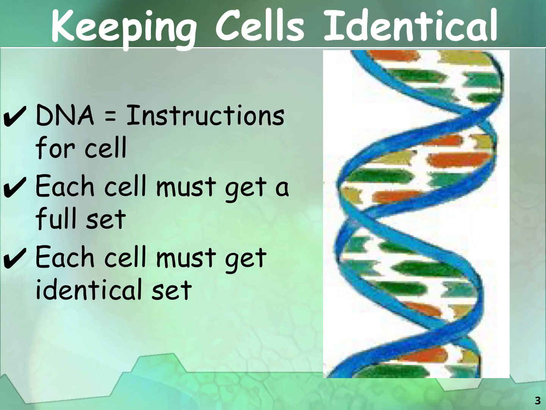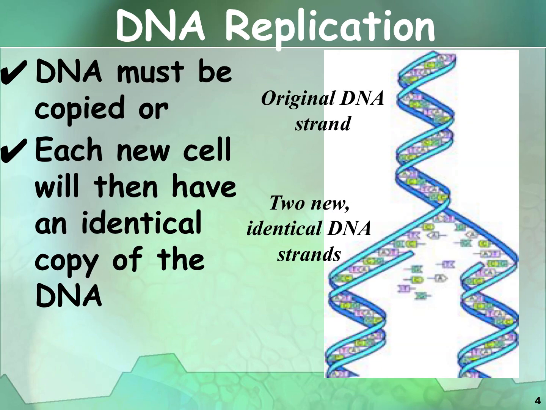So one of the first things that cells must do is they must make a copy of their DNA. Every cell needs to get a full set that is identical to the original DNA. So DNA actually opens up and unwinds, which we can see here in this image. This provides a template for new pieces of DNA to come in so that now we can have two strands of DNA, so that then we have an identical copy of the original DNA that we began with.